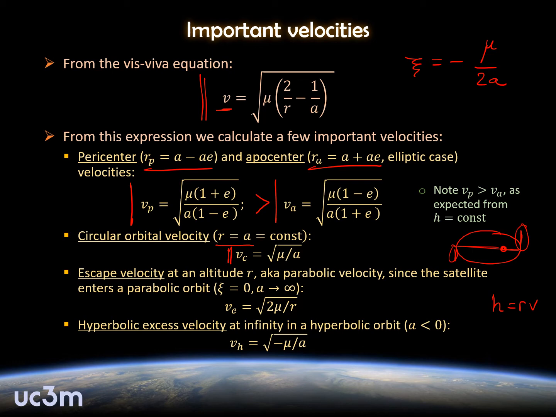We can do the same thing by setting the mechanical energy equal to 0 or the semi-major axis going to infinity, which, as we know, is the case for a parabolic trajectory. And as expected, what we get in that case is the escape velocity that we have introduced already. Observe that it has the same form as the circular velocity, except that it has the 2 inside of the square root. And finally, if we focus on the case of a hyperbolic orbit where the mechanical energy is positive and the semi-major axis is negative, we can compute the value of the velocity at infinity, and that is the already introduced hyperbolic excess velocity.